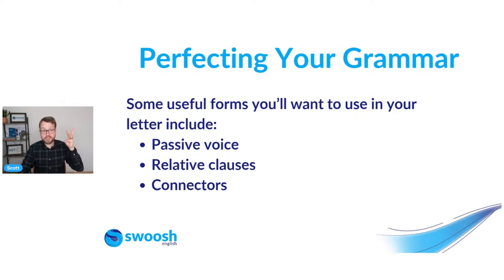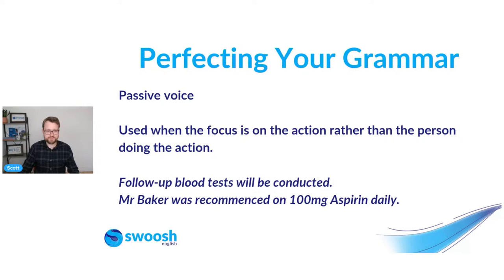So let's go through these three grammatical structures and see how you can adapt them and perfect them for your OET writing. So firstly, there's the passive voice. The passive voice is used when the focus is on the action rather than the person doing the action, okay? So we've taken the subject of the sentence, typically the person, and we put the subject at the end. We've brought the object then to the beginning to put emphasis on the action rather than the purpose.